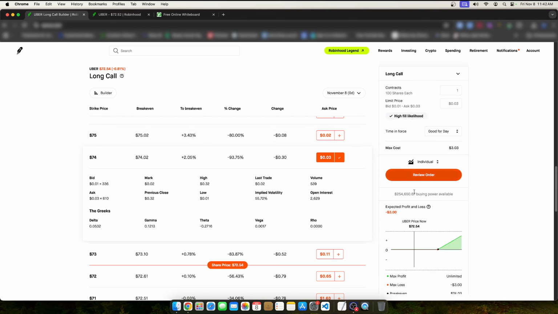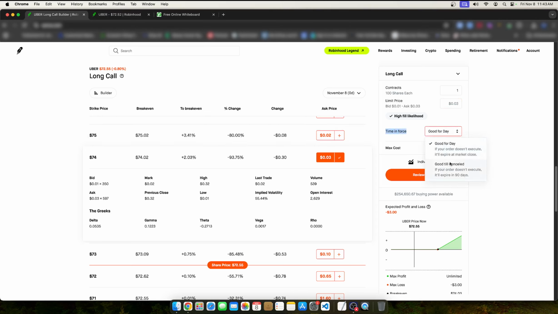And then what I'm doing here is I'm kind of betting on the current price of where it's going to sit, right? And what I would do is I would put in one contract, which means 100 shares, and then I would put in the price of how much I'm willing to pay for it. But more importantly, here is the time in force.